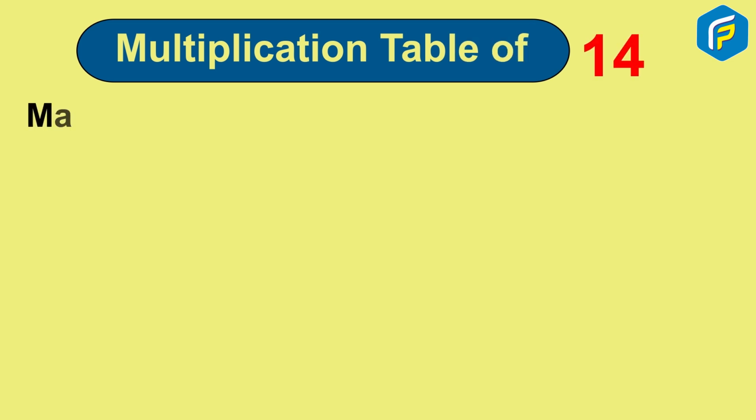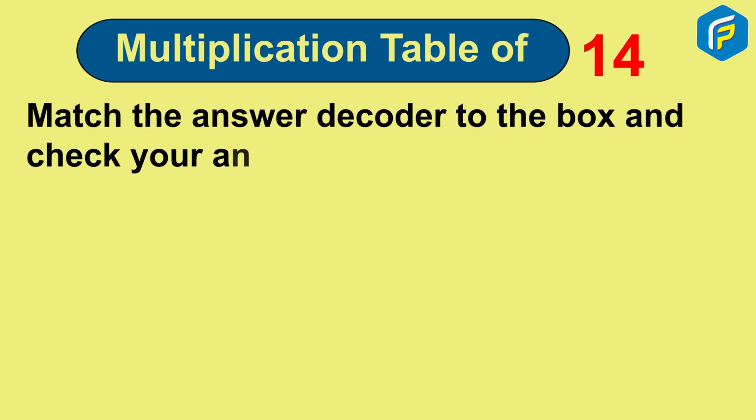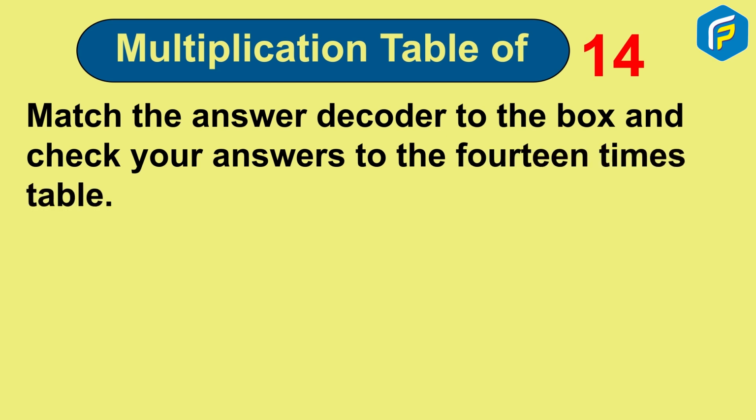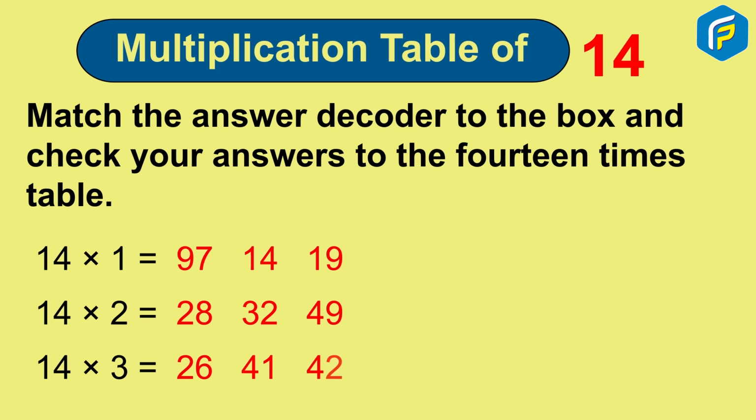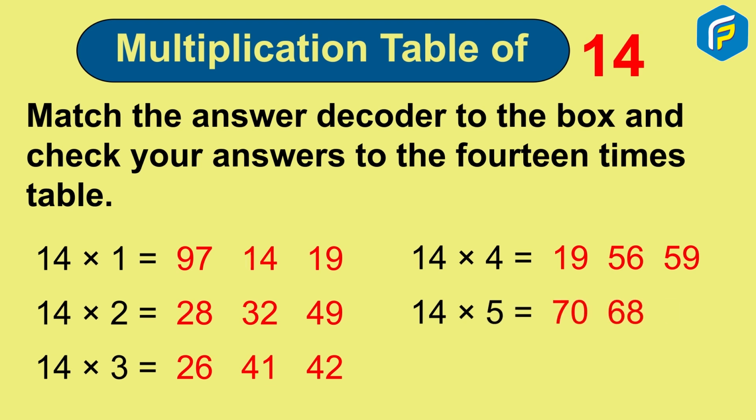Multiplication table of 14. Match the answer decoder to the box and check your answers to the 14 times table. 14 into 1 is equal to 97, 14, 19. 14 into 2 is equal to 28, 32, 49. 14 into 3 is equal to 26, 41, 42. 14 into 4 is equal to 19, 56, 59. 14 into 5 is equal to 70, 68, 92. 14 into 6 is equal to 21, 27, 84.